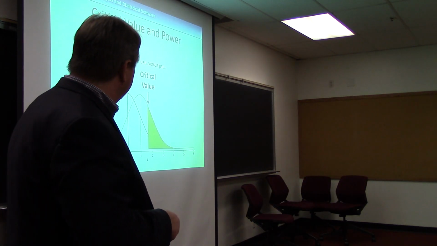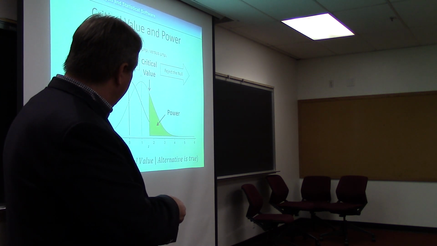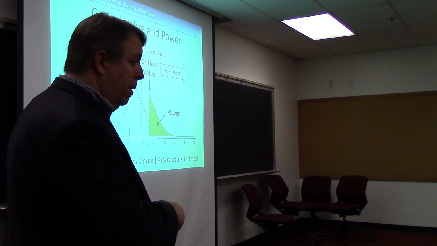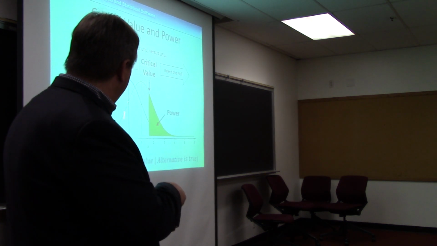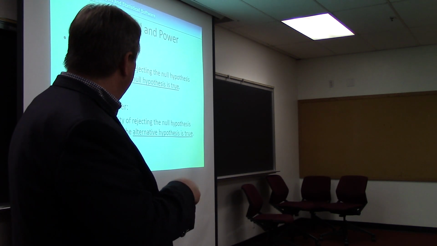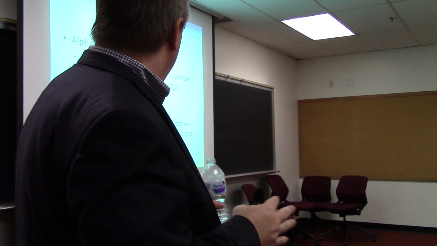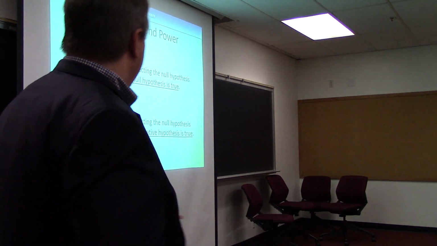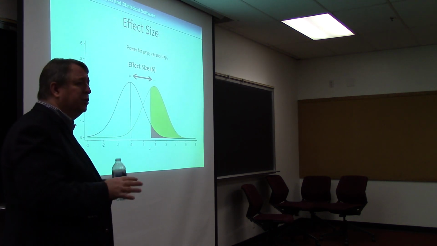The alpha level, back over here, that little part there is the alpha level, and the green part is power. Actually, that entire green part is the power. So it's the same probability, but alpha assumes that the null is true, power assumes that the alternative is true. And I've stated that really clearly here on this slide. Same probability, but alpha assumes the null is true, power assumes the alternative is true. Any questions about that so far?